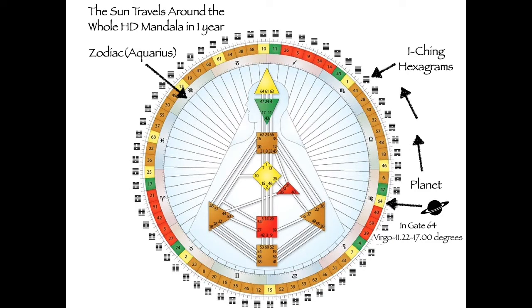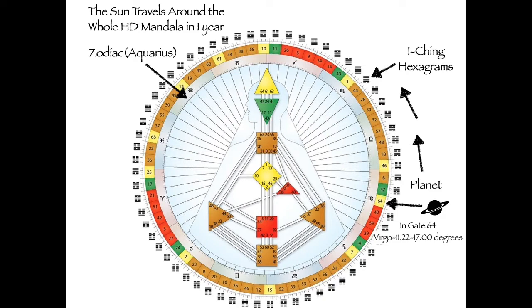But when we're looking at the planets, the sun is generally where all the incarnation crosses come from, because every incarnation cross is made up of the sun and the earth. The sun goes around the whole mandala in a year, and the moon goes around in about 28, 29 days. The other planets have varying speeds. Mercury is about a year. Venus is about a year, except when it goes retrograde, and then it might take a little bit longer.